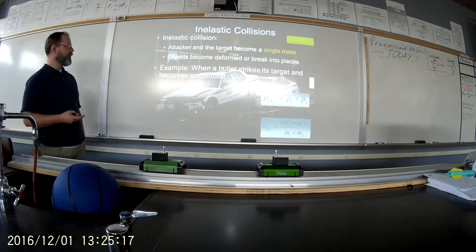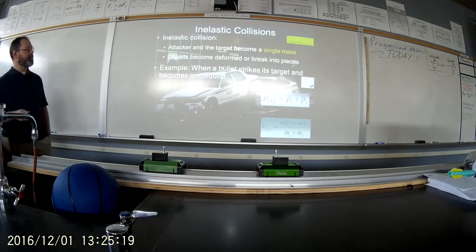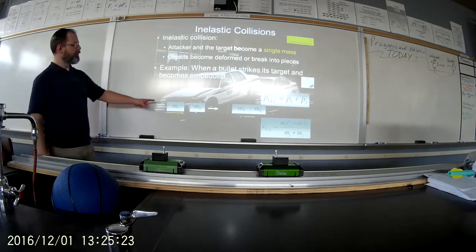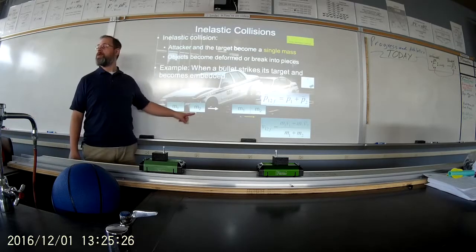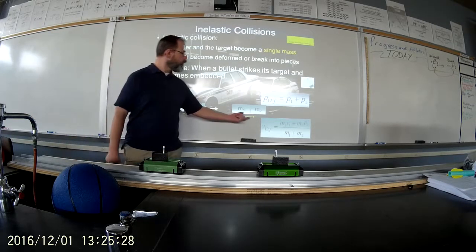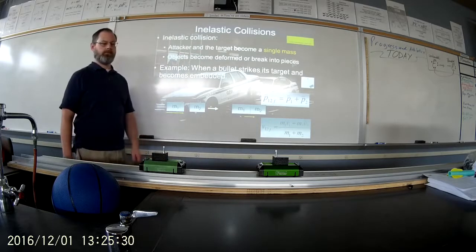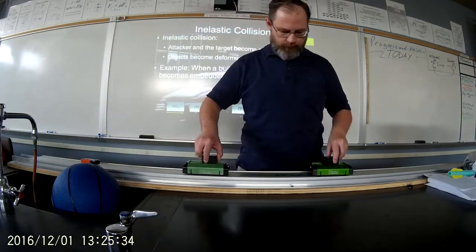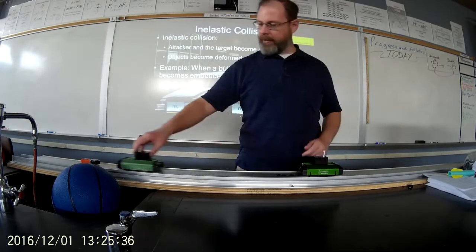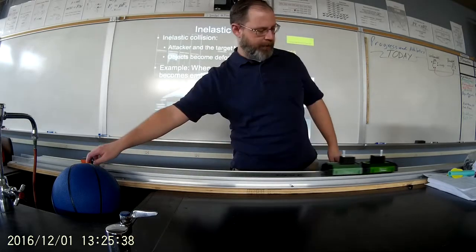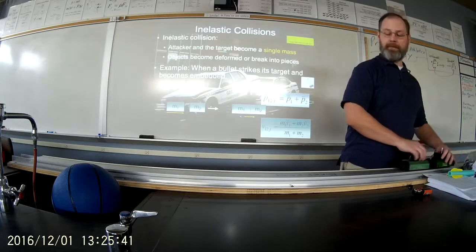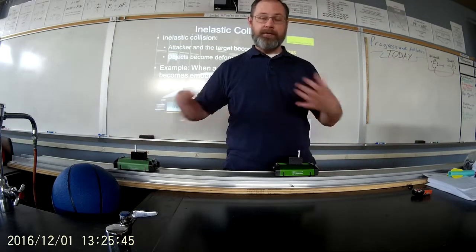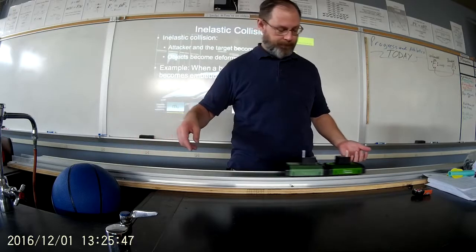So a diagram of an inelastic collision would look like this. M1, which is moving, strikes M2, which is motionless, and then M1 and M2 move together. Like this. This is our M2, which is motionless. Here comes our M1, and they move together. All of the momentum from the attacking car has to distribute itself over the mass of two cars. So it slows down.